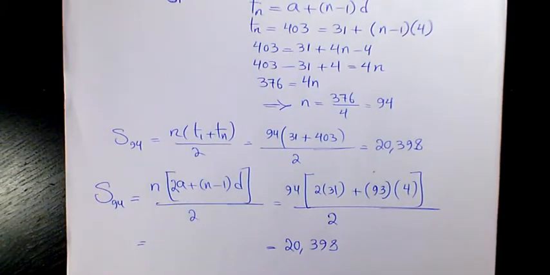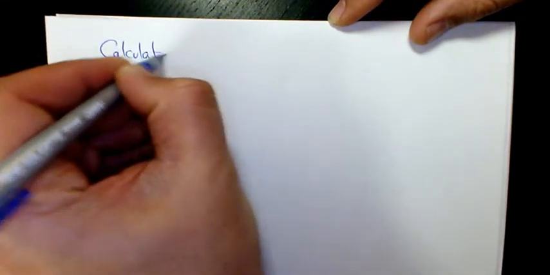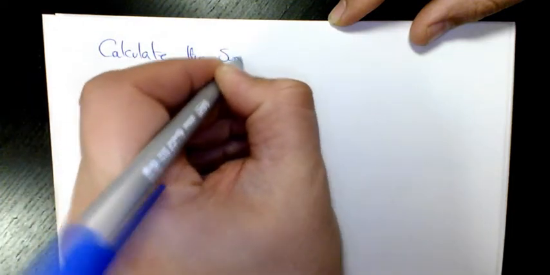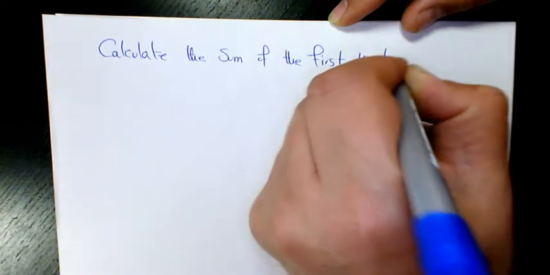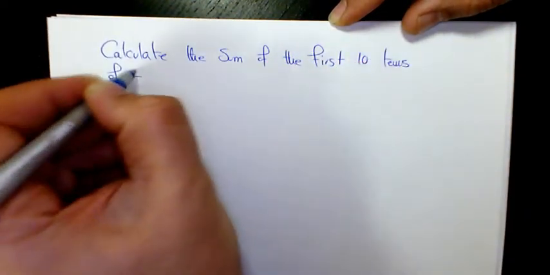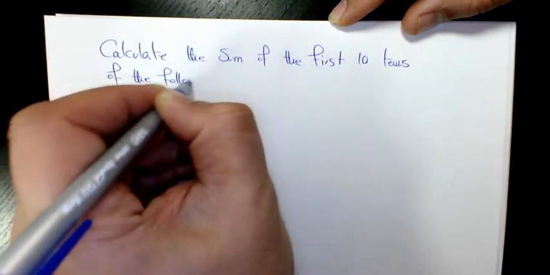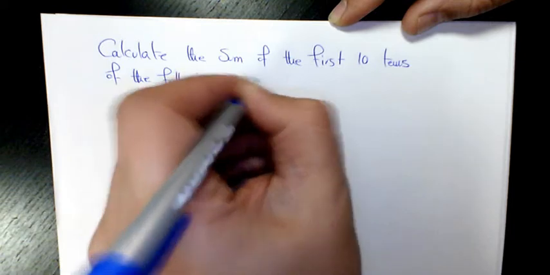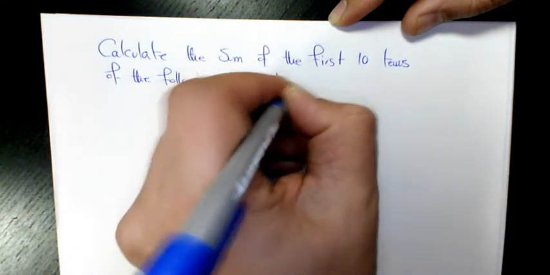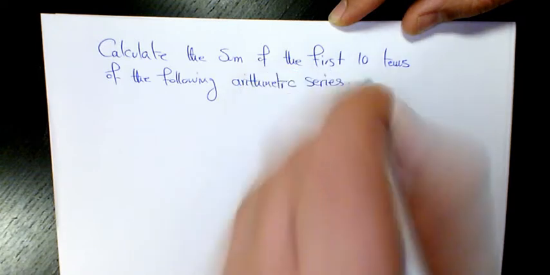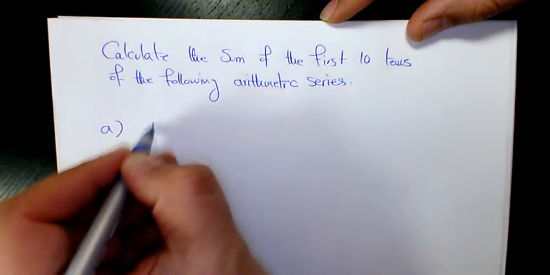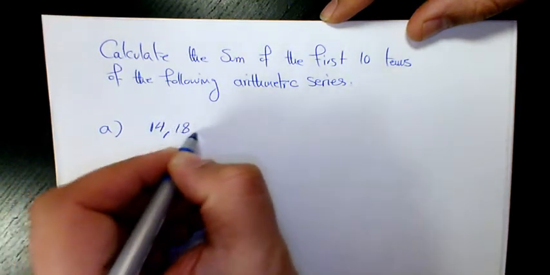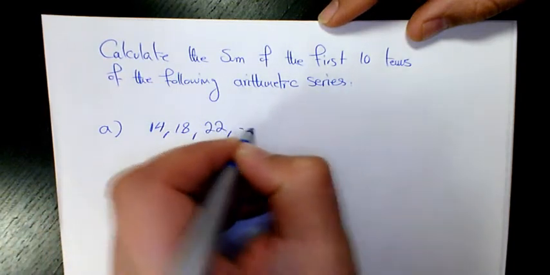Let's see another example. Next example, it says calculate the sum of the first 10 terms of the following arithmetic series. So a is 14, 18, 22, and so on.